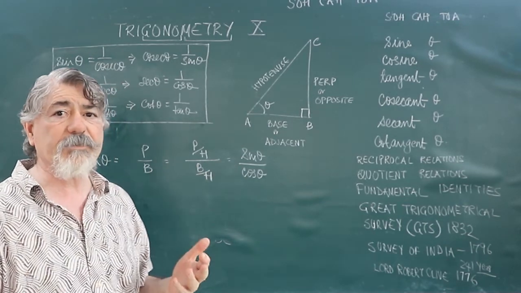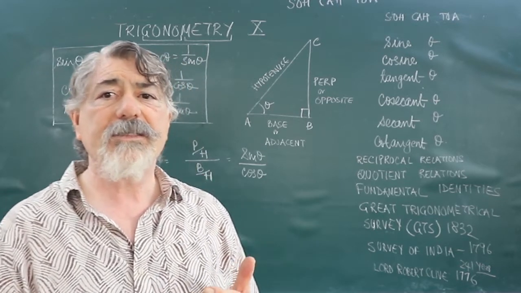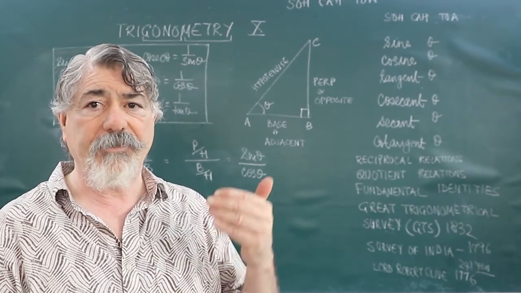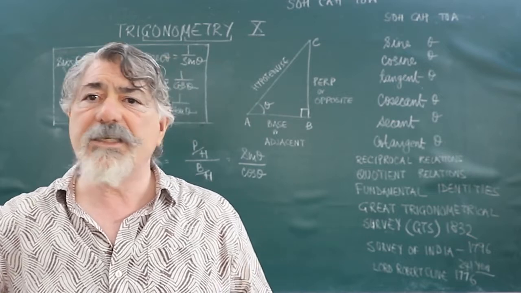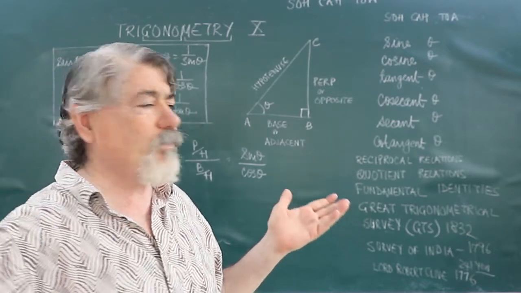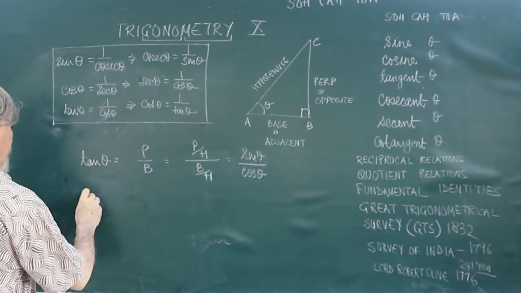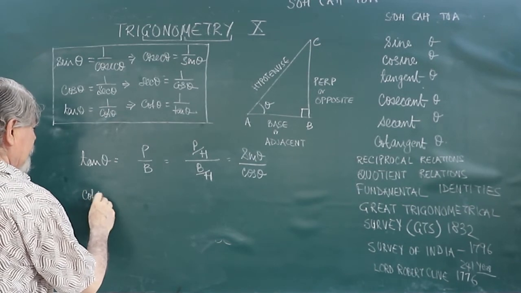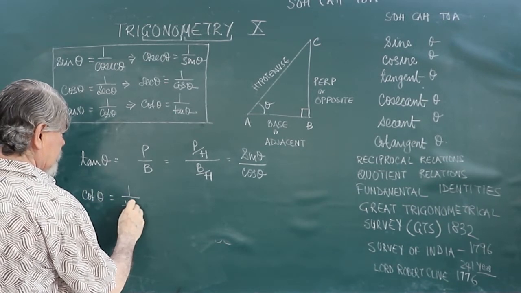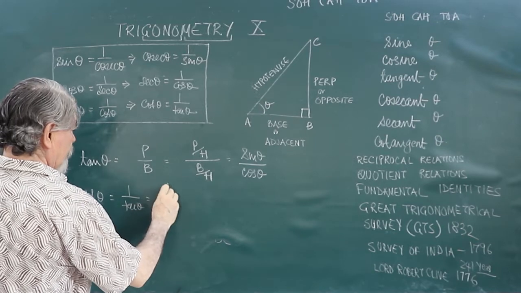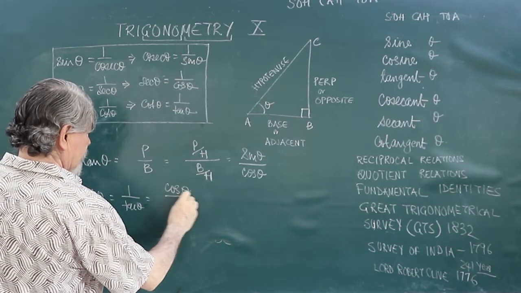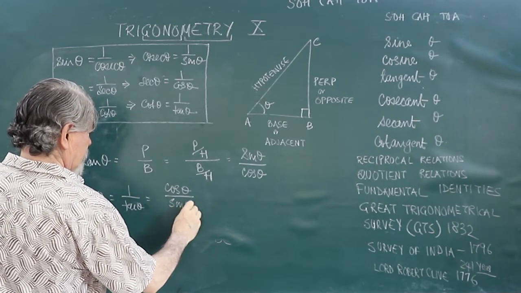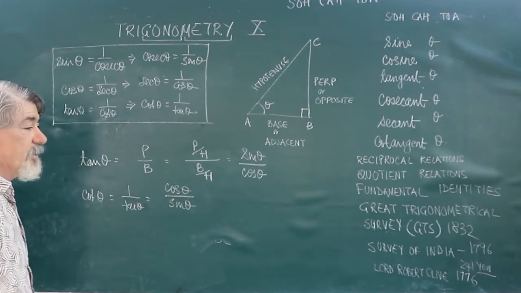Tan theta can always be expressed in terms of sine theta and cos theta. If you divide the value of sine theta by cos theta, you will get the value of tan theta. And similarly, cot theta, as we have already said, is 1 upon tan theta. So it will be cos theta upon sin theta.